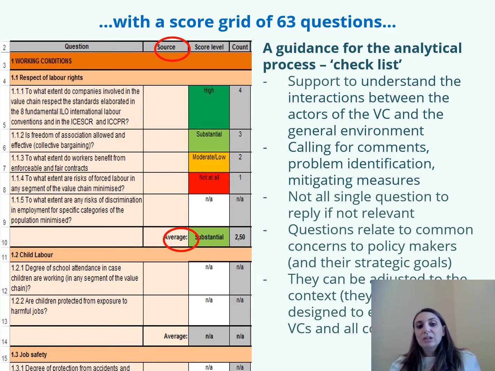For example, you can say, okay, I scored in this way, but I don't think this actually well represents the situation in the value chain as I analyzed it. So for example, you can change it and put moderate low to say, look, this is a situation that policymakers should pay attention to. But then, if you do this, we ask you, we don't see it in the slide, but you will see it in the social profile, to add a justification.